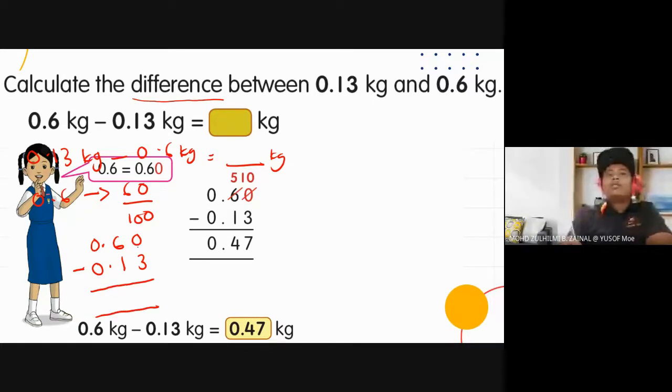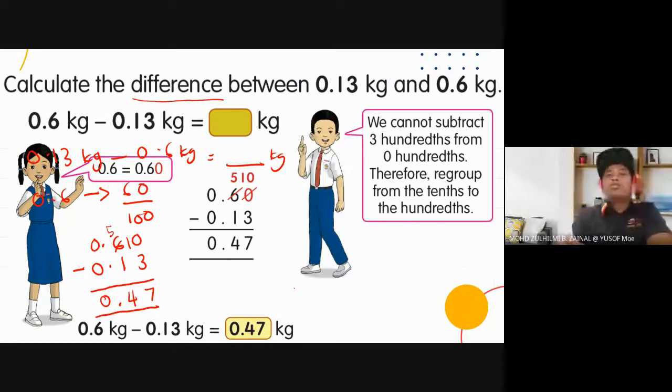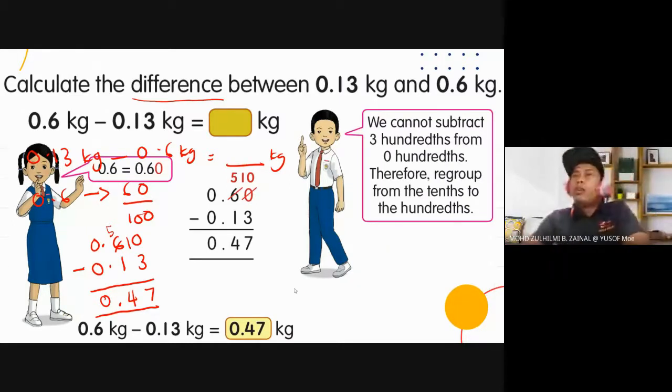Easy. 0 minus 3 cannot. So deduct 1, 5 becomes 5. 0 becomes 10. 10 minus 3 is 7. 5 minus 1 is 4. Then 0, 0, 0. So the answer should be 0.47. Okay. This is how you got it. We cannot subtract 3 hundredths from 0. This means we need regrouping.